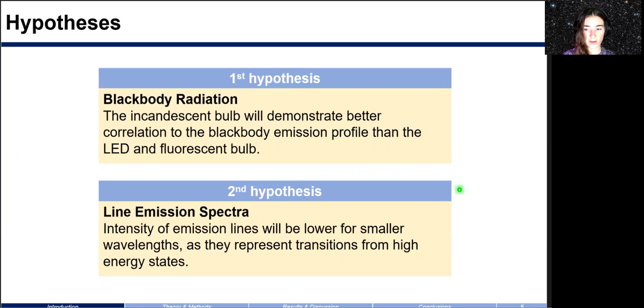And then for my second hypothesis, I predicted that the intensity of emission lines will be lower for smaller wavelengths. And this is because high energy transitions are less likely to occur because there will be a smaller population of electrons in excited states of high energy. So smaller energy transitions will be more frequent.